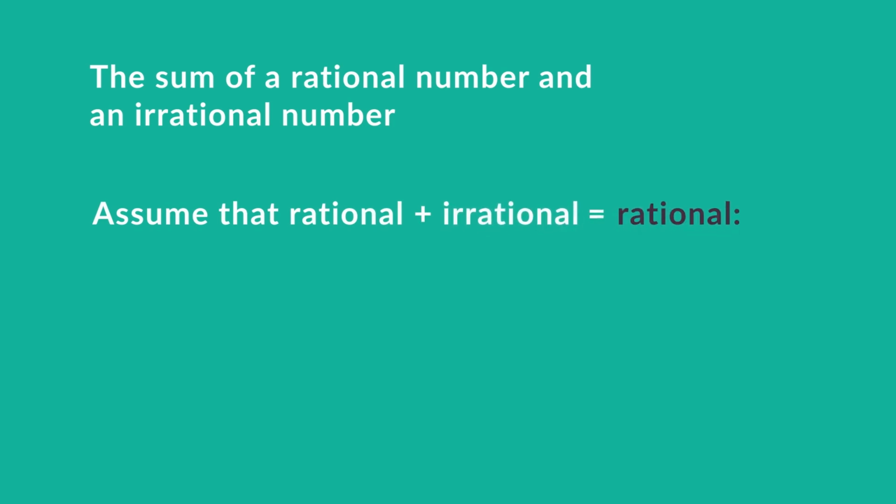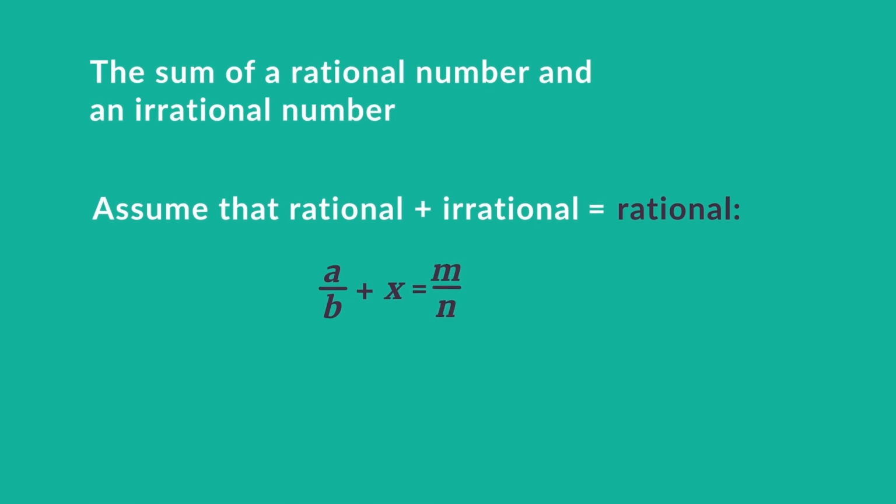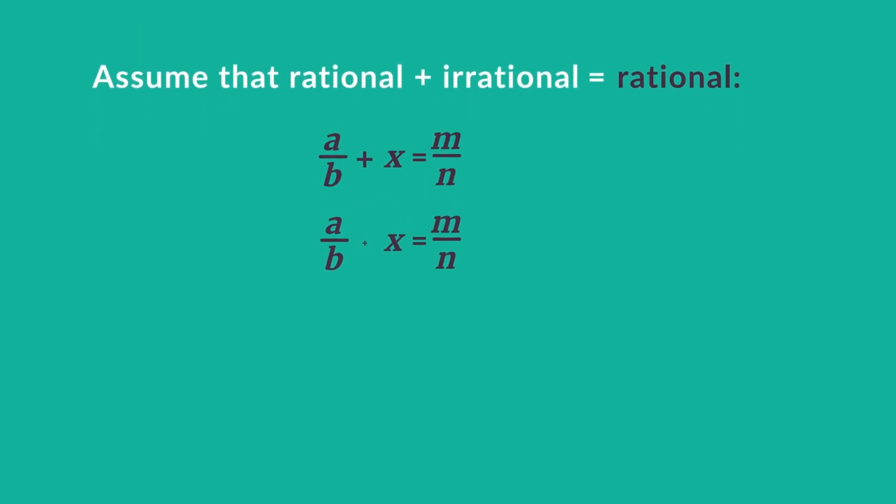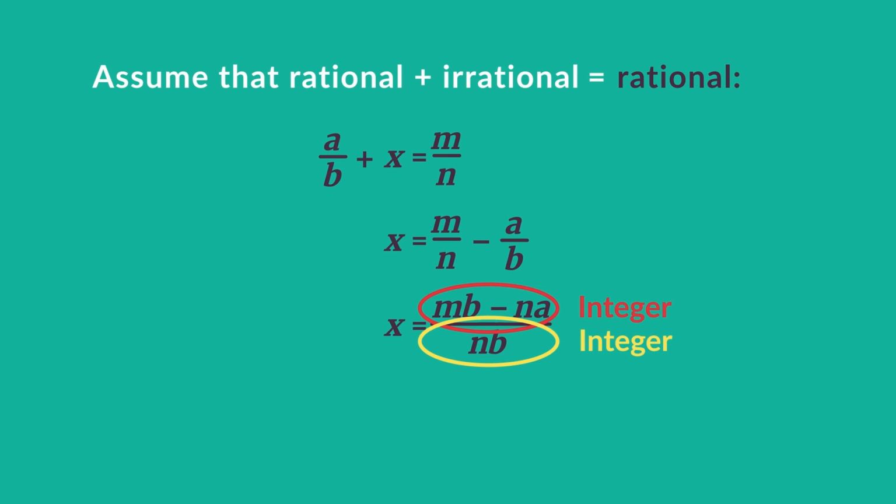We can write our rational number as a ratio of two integers, a and b, and add an irrational number, x. Then according to our assumption, the answer is also rational, so we can write this as a ratio of integers m and n. We manipulate this equation by subtracting a over b on both sides and get x equals m over n minus a over b. Then simplify the fraction on the right-hand side by writing it as one fraction with the same denominator, nb. But we have now formed a fraction that has an expression that will be an integer in the numerator and an expression that will be an integer in the denominator.